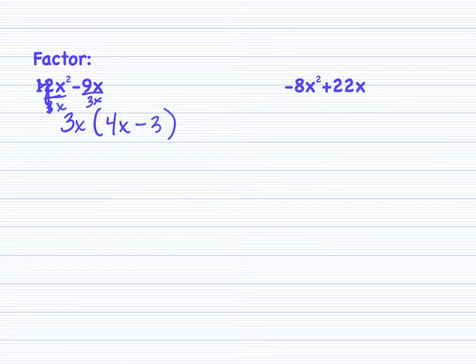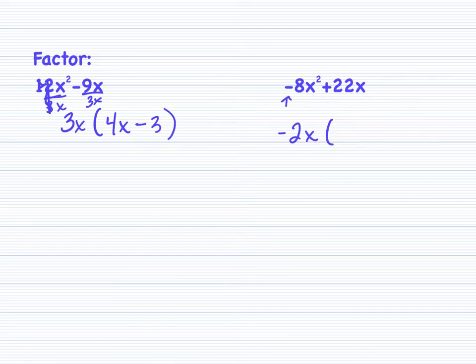8 and 22, greatest common factor is 2. Because this is a negative, I'm going to go ahead and take out a negative 2 and then also take out an x. The reason I want a negative out in front is because whether I'm in factored form or standard form, if I know my a value, my leading coefficient, is negative, I know my entire graph is going to be flipped over, so this parabola would be facing down.